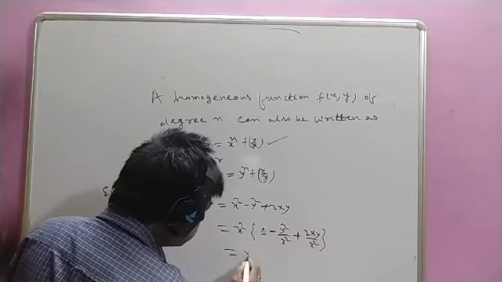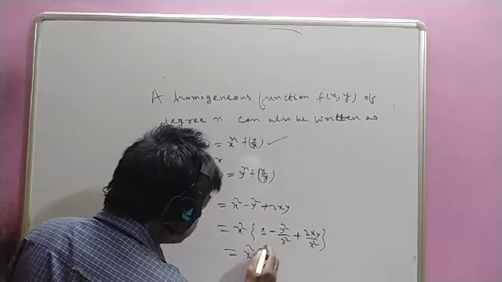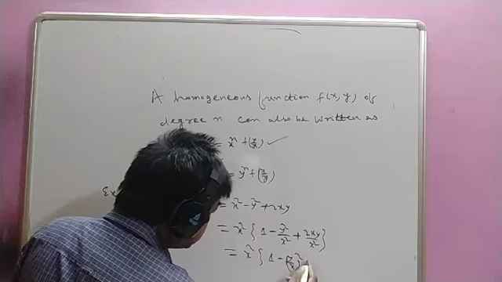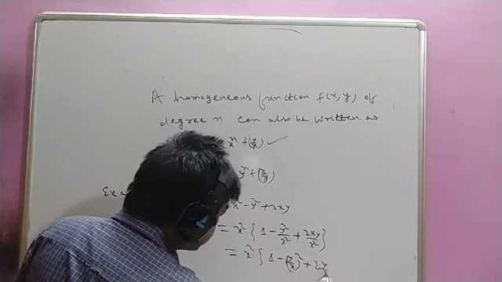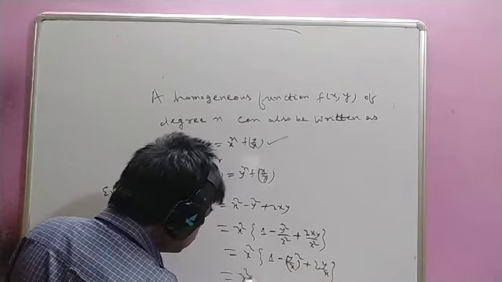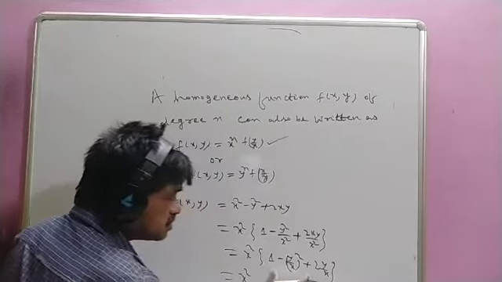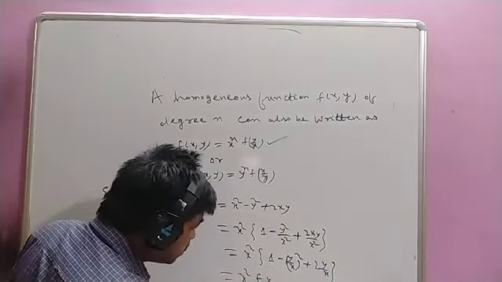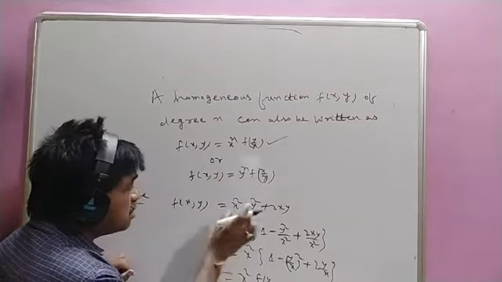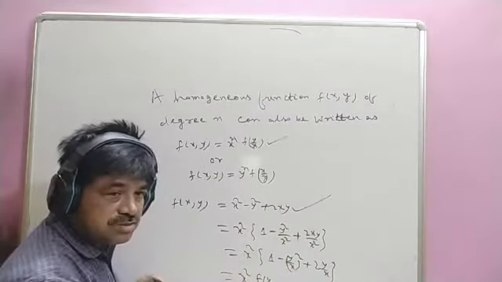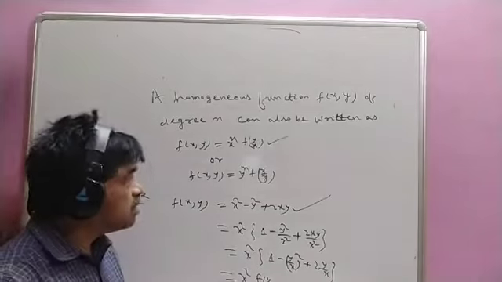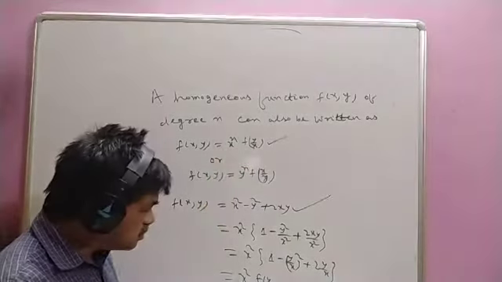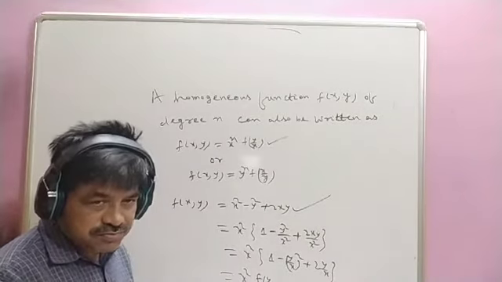So that becomes x square into, okay, 1 minus this is (y by x) whole square, and this becomes 2 into y by x. So now this is expressed in the form of x square times a function of y by x. So here the given function we are able to express in this form, so it is a homogeneous function of degree n. So here x power what? 2. So degree 2. Are you clear?